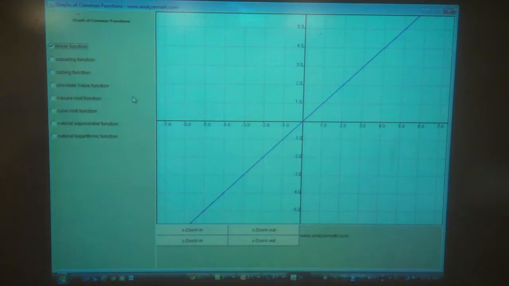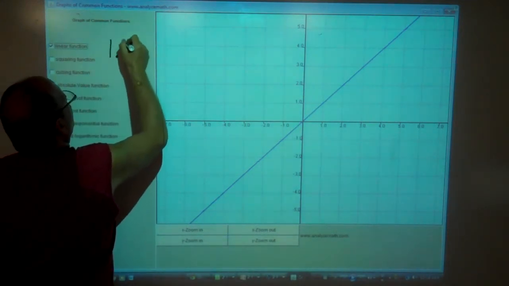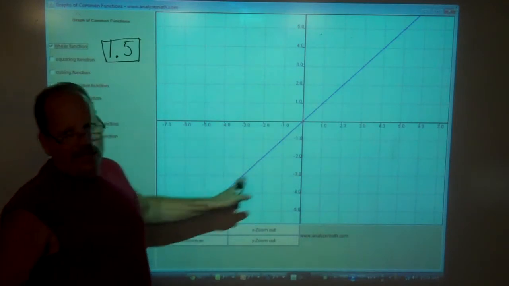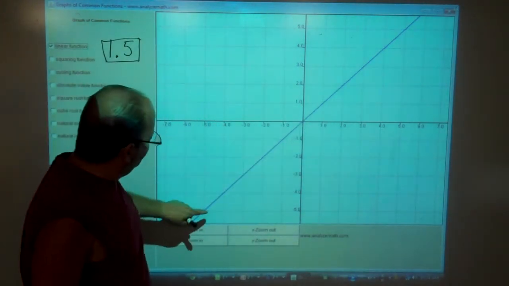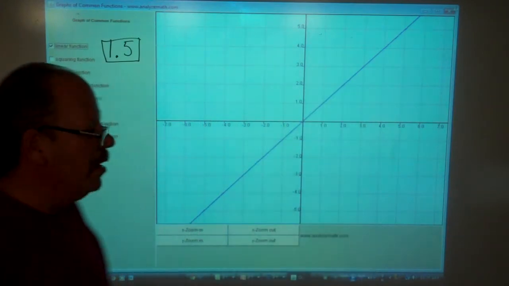Today's lesson is section 1.5 in your pre-calculus books, and the lesson is a library of functions. As we begin, we're looking at a linear function. Again, nothing new. We've studied linear equations for a very long time.